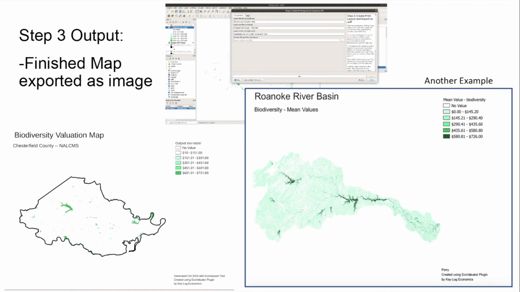So I put this other example in there as a nicer looking map output. This is the Roanoke River Basin, which is in Virginia and North Carolina. And we're also looking at the average biodiversity value. So this one has a lot more lower biodiversity values, and I think it just looked better in general. But you see the output for Chesterfield County as well.